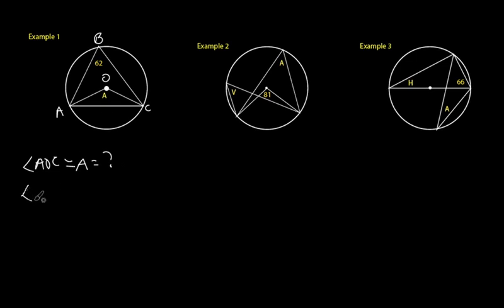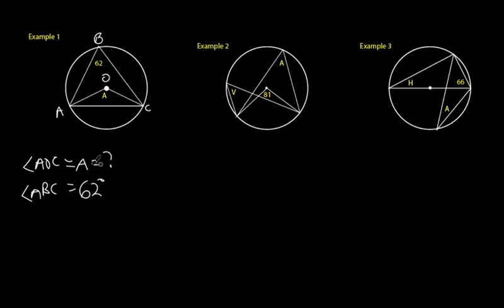Now angle ABC, which is the angle A, B, and C, is over here, which is 62, that we know. From the first theorem that we learned, we know that twice the angle subtended at the circumference is the angle subtended at the center, or the angle subtended by a chord at the center is twice the angle subtended at the circumference.